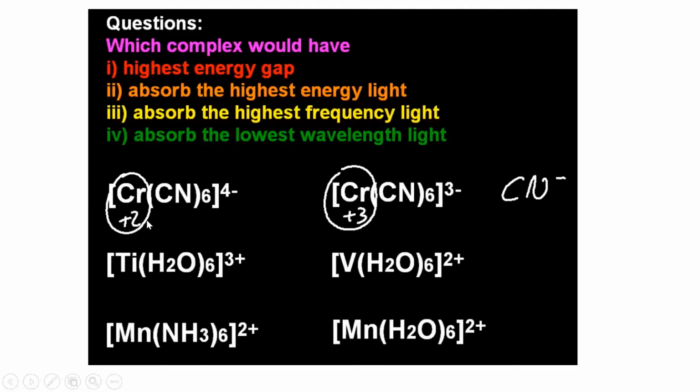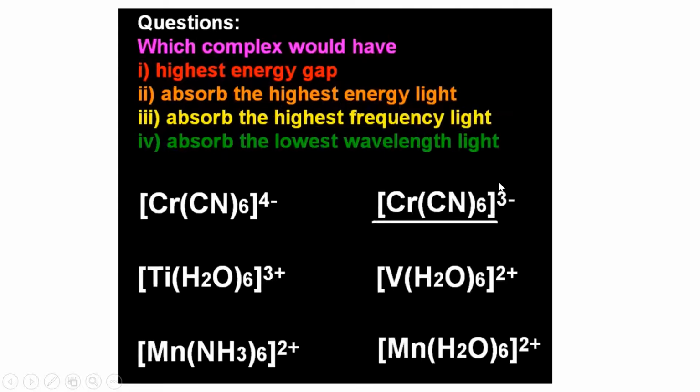So like we said earlier in the PowerPoint, between these two, we will compare them by the oxidation state, and the higher the oxidation state, the higher the energy that it will absorb. So then it will split the d orbitals more. That means that the chromium 3 is the winner in this particular complex, okay? So I will choose this chromium 3 as my answer, right?